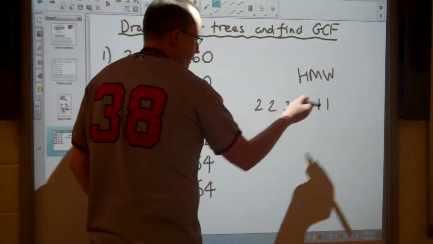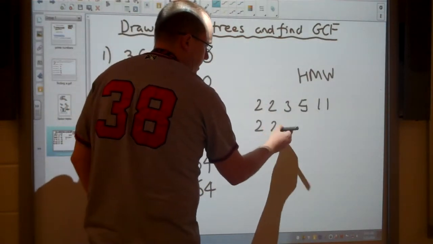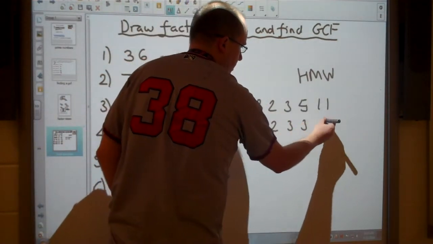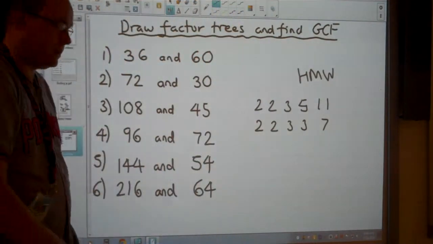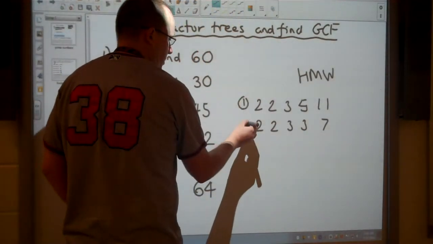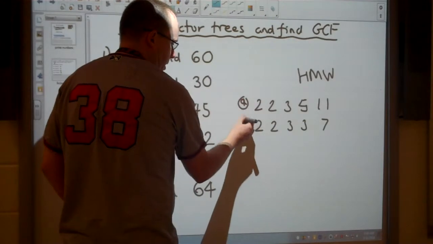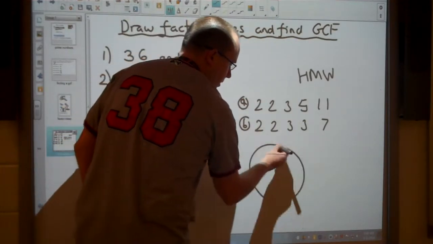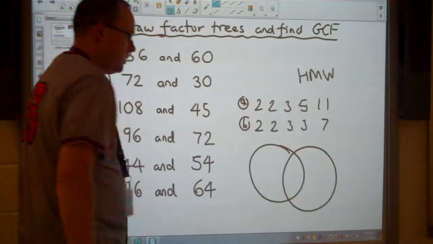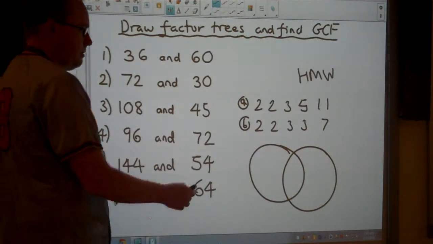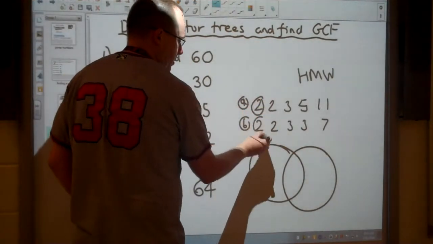Let's suppose this is my first list, and this is my second list. I'm going to call them A and B. So when I do my Venn diagram, I'm looking for numbers that appear in both lists. So I can see that there's a 2 that appears in both.